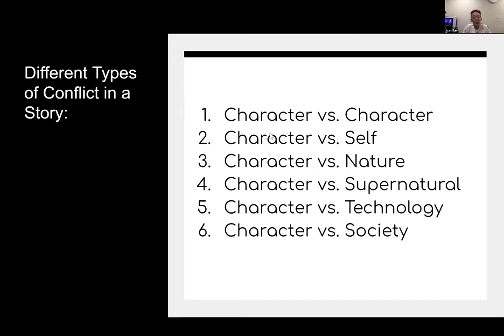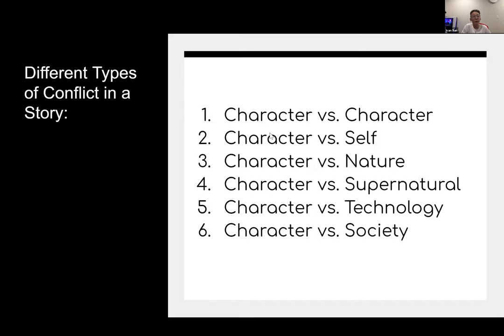The third type of conflict is character vs. nature. As the name implies, it's when a character is fighting against nature. So basically anything that is natural in the world they're living in, such as a natural disaster, for example, an earthquake or a volcanic eruption.